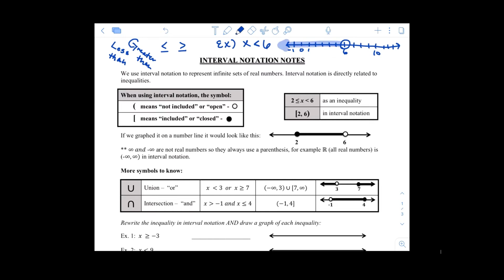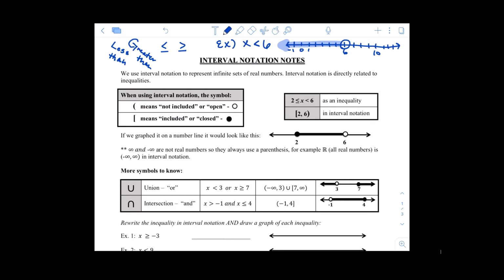Because you knew that x is everything less than 6. And that's what that looks like. That's what tells you that it goes all the way up to 5.9999999, but not actually 6. So the difference between less than 6 and less than or equal to 6 is simply an open or closed circle.